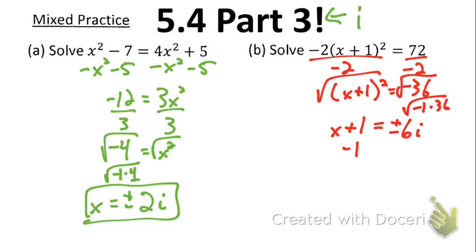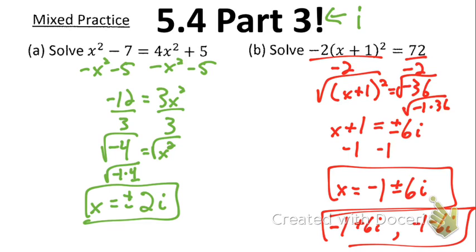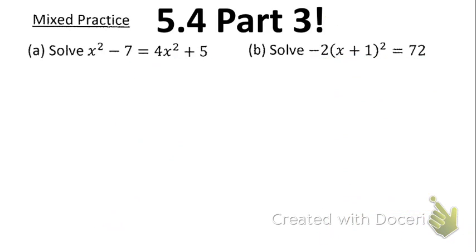Then I'm going to subtract 1 from both sides. Now, this is going to be x is equal to negative 1 plus or minus 6i. And those are both answers. One where it's negative 1 plus 6i, and one where it's negative 1 minus 6i. So those are 2 solutions, but we can write both of them like this. Makes it easier. Why not?